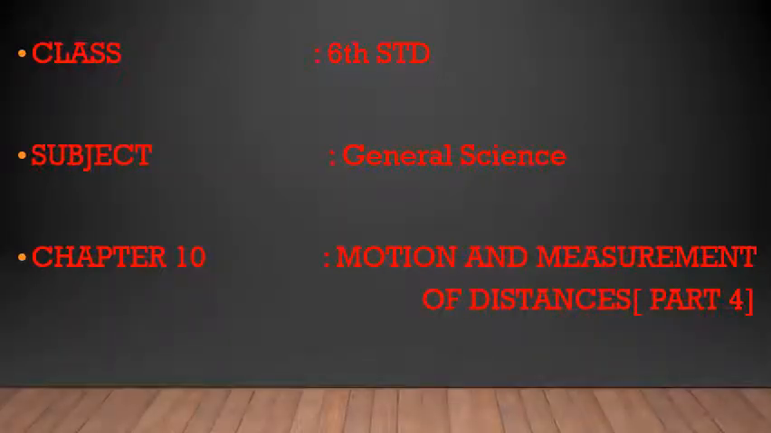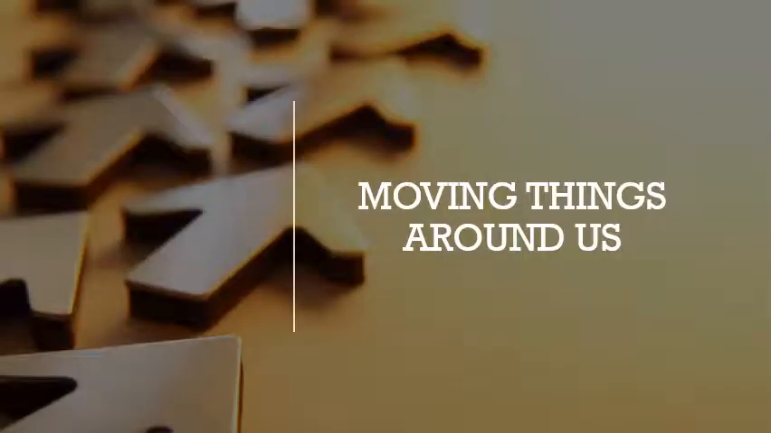The following video is for class 6, subject General Science, chapter 10, Motion and Measurements of Distances, part 4. In parts 1, 2 and 3 of this lesson we learned about the story of transportation. Then we learned how some measurements are taken and how we have to be precise, and we learned about standard unit. So continuing, if you have your textbooks, please refer to the textbooks.